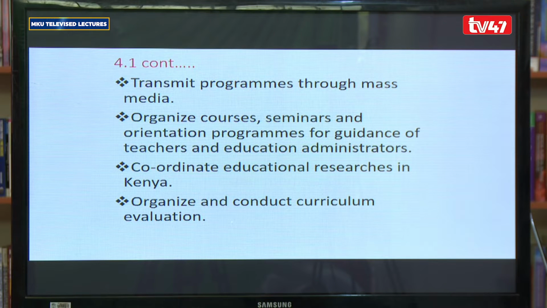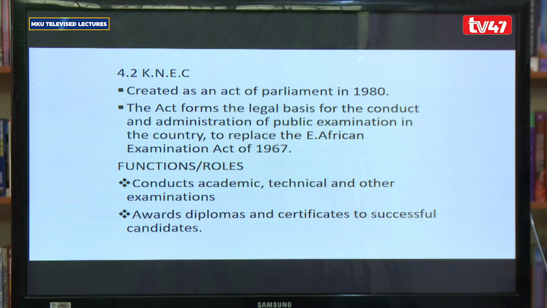They also transmit programs through mass media, and they organize courses, seminars, and orientation programs for guidance of teachers and education administrators. The Kenya Institute of Curriculum Development also coordinates educational researches in Kenya, and they organize and conduct curriculum evaluation.